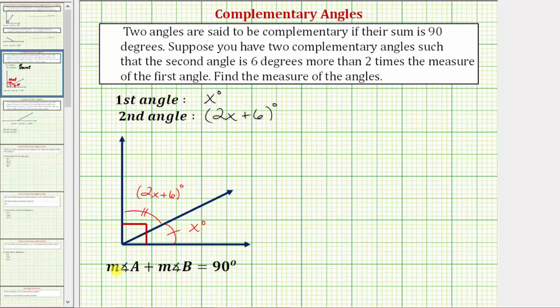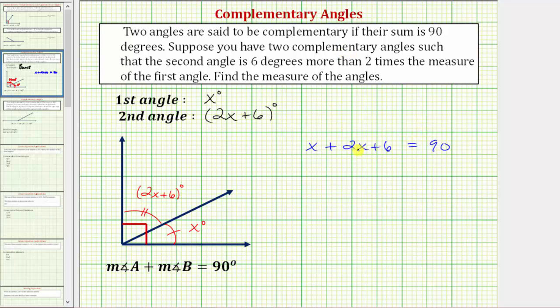Because the two angles are complementary, we can now form an equation, solve for x, then determine the measure of both angles. When writing the equation, though, we'll leave the units off, so the equation would be x plus 2x plus 6 equals 90. Again, we know the sum of these expressions must be equal to 90 because the two angles are complementary. And now we'll solve for x.